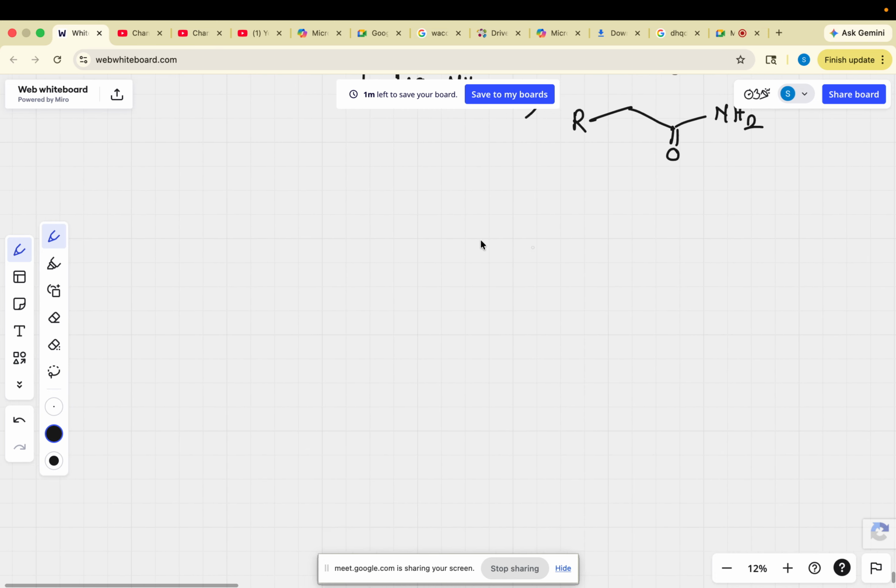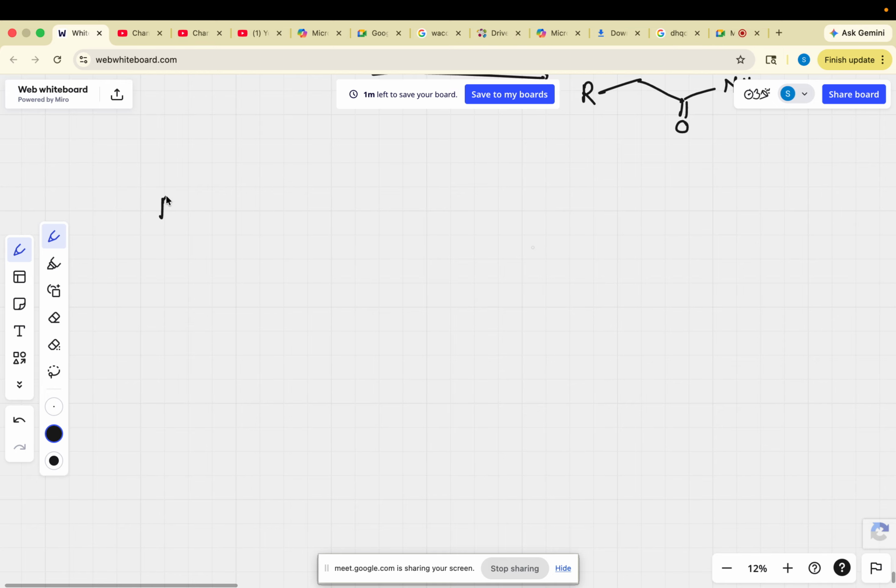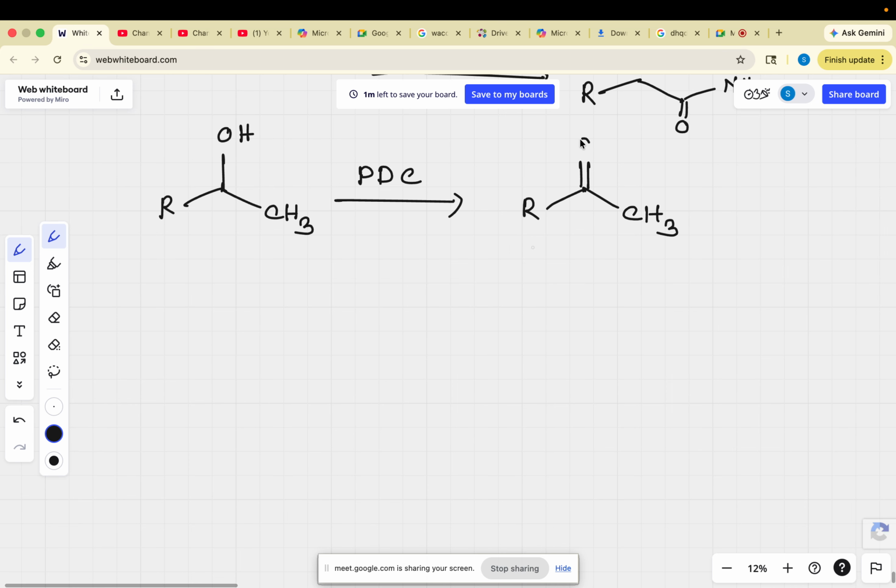Clear, right? And if you have a secondary alcohol like this, that is not solvent dependent. In the case of a secondary alcohol, if you are using PDC, then definitely you will get the ketone product. It does not depend on the solvent; you will get the ketone product directly.